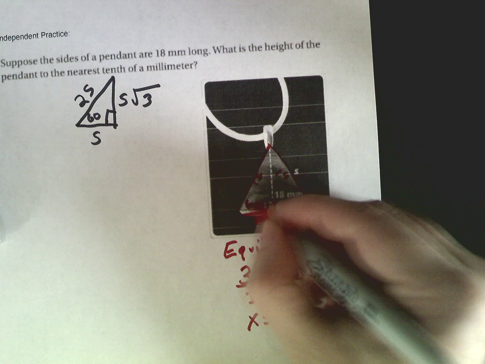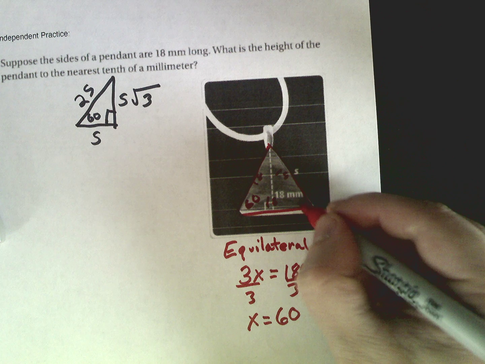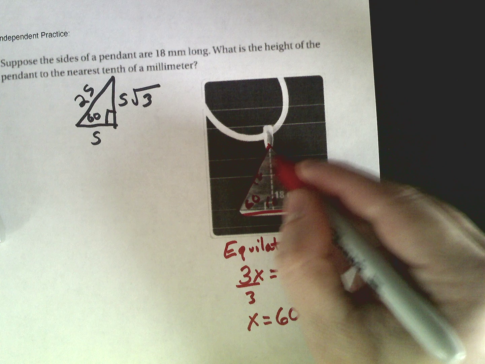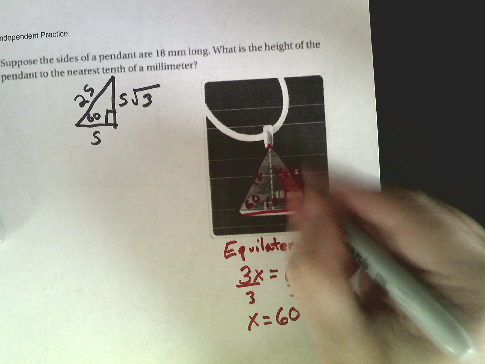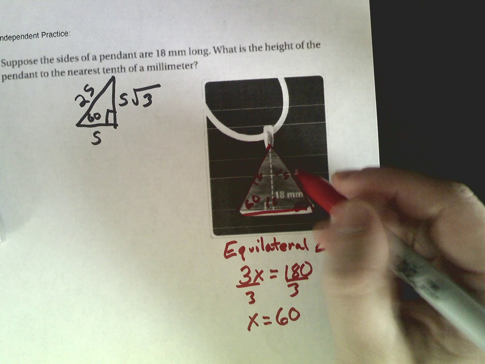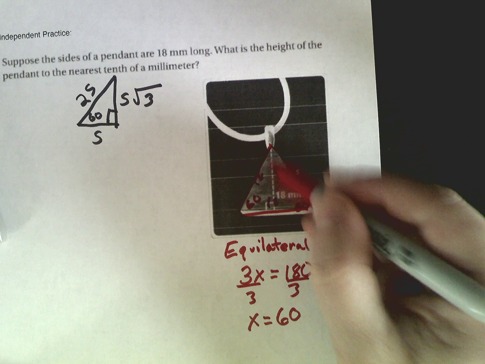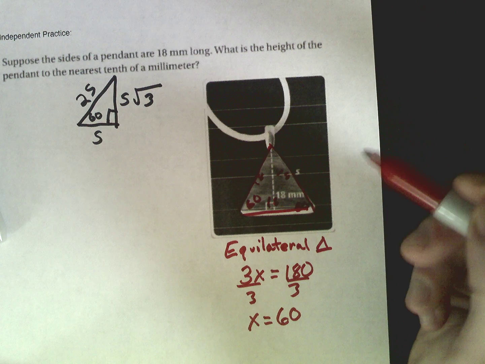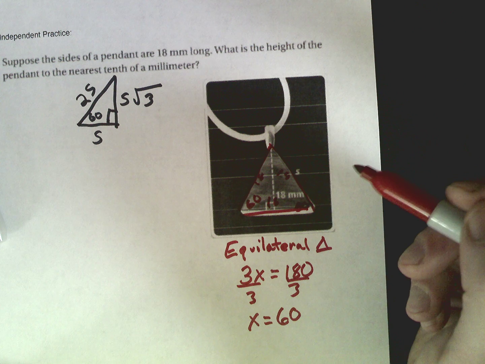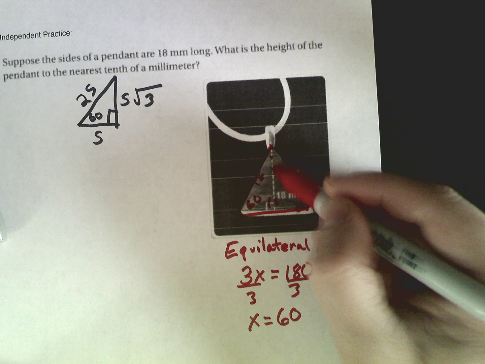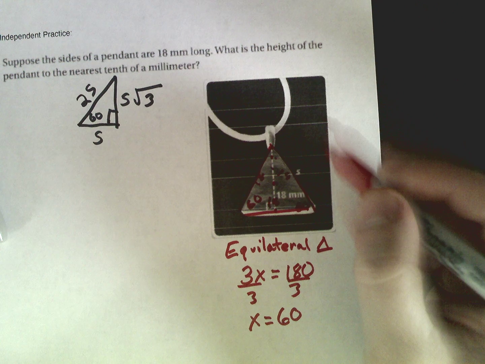So this is a 60 degree, this is a 60 degree over here, and this one that's split in half by this little height here is then 60 divided by 2, which is 30. So we have a 30, 60, 90 triangle. Now, they want to know the height. They want to know this distance, this dotted line. So how am I going to find it?